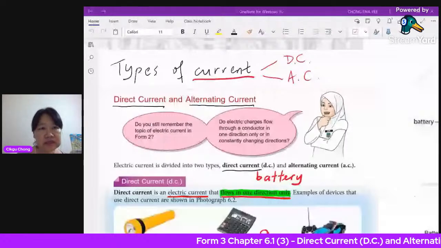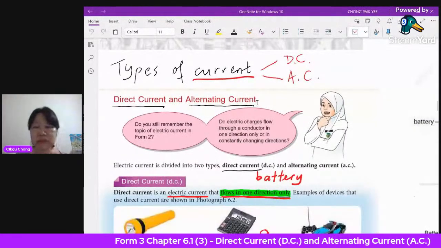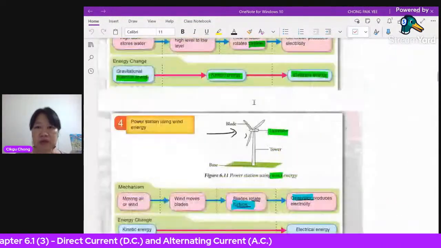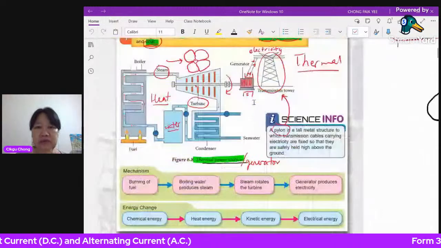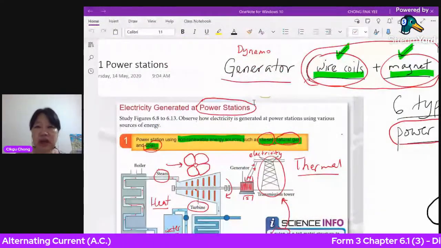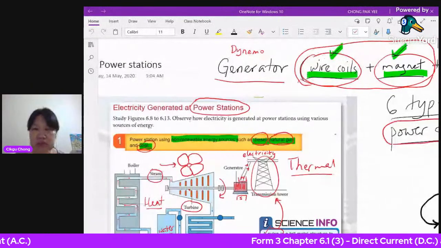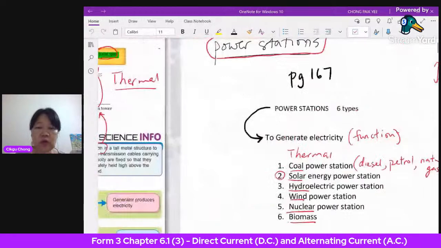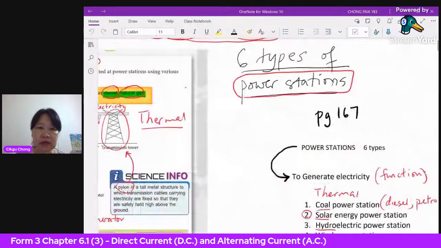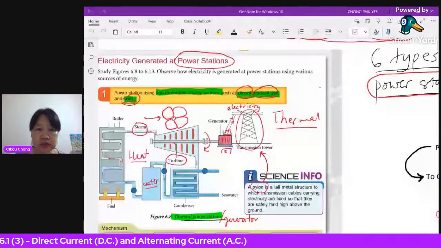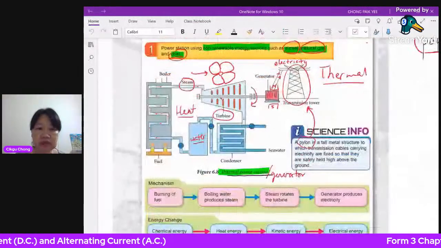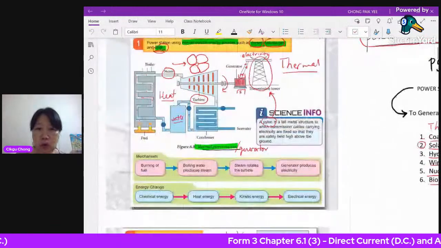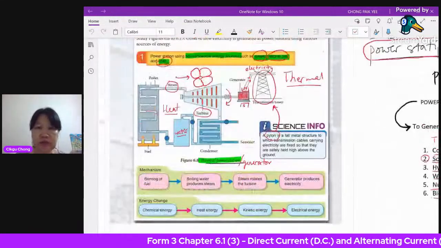In the previous lesson, we learned about the power station, the six types of power station. All these types perform the same function, which is to generate electricity. The only difference is the source of energy that they use. Different types of power station use different sources of energy. For example, some will use coal or natural gas. That will be called a thermal power station.